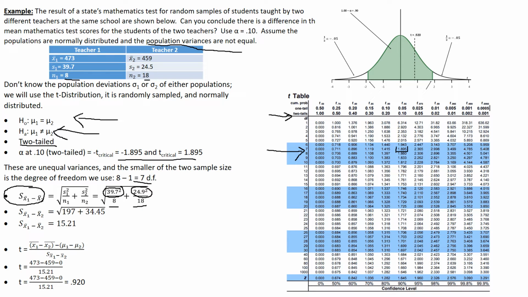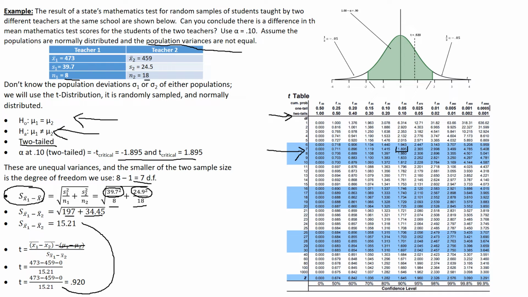And when I calculate that, I get 197 plus 34.45. That added up, the square root of that is 15.21. That becomes my denominator here. So in my numerator, the mu1 minus mu2 is 0, so that cancels out, and I got the 0 right there.